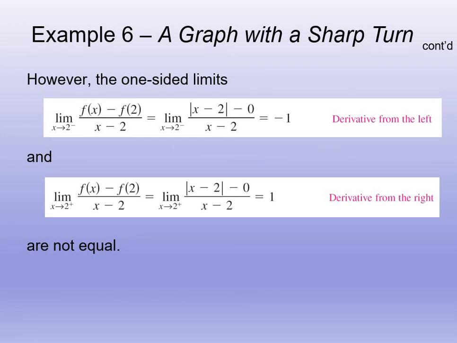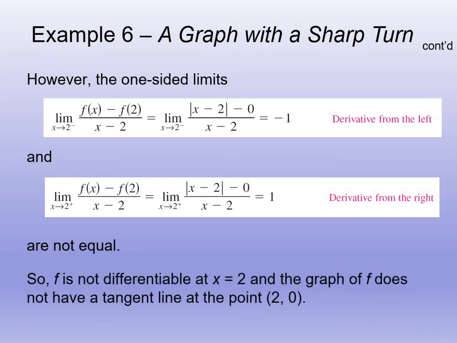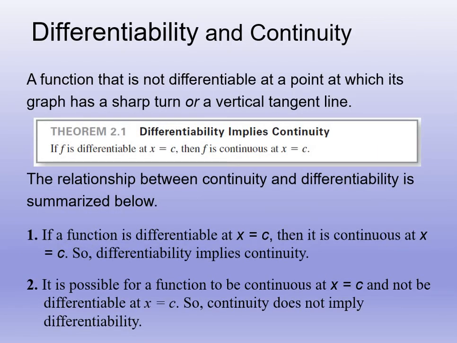If we do one-sided limits here, as x approaches 2 from the left, it tells us it's negative 1. As x approaches 2 from the right, we get a value of 1. So since the left and the right are not equal, what you just need to remember is, if we have a graph that has a sharp turn or a sharp point, it's not differentiable at that point. So very important for us to retain that and understand. That's one place that it's not going to be differentiable.